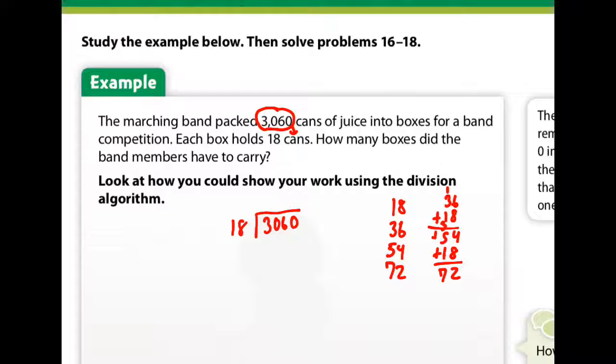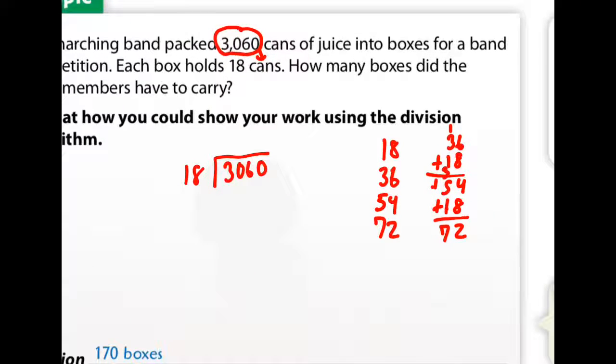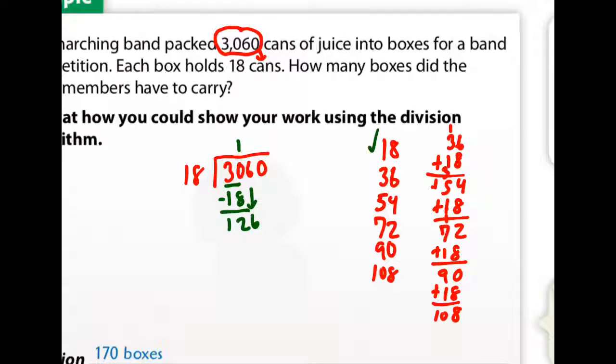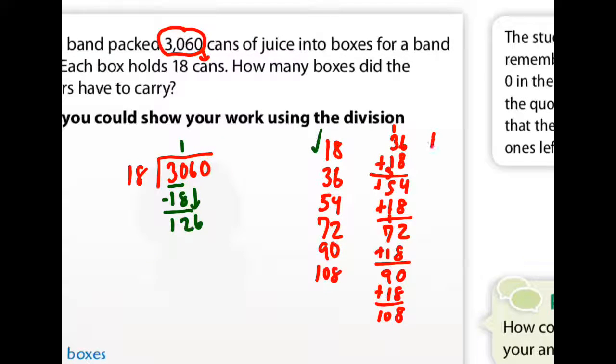All right, so now I'm going to continue here. First off, 18 goes into 30 one time, which is 18. 30 minus 18 is 12. Bring down the 6. So now my list doesn't go high enough, so I'm going to keep it going a little bit. So 72 plus 18 is 90, plus 18 is 108, and I'll do one more for now. I'll do 108 plus 18, that's 126.